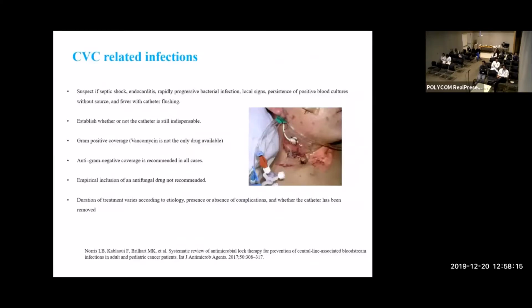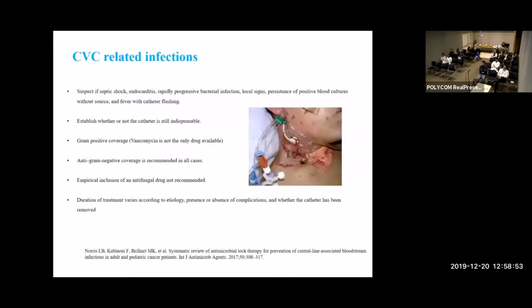So the first thing we have to do is, I think, an ID consult, and then we will establish whether the catheter can be safely removed or if it's needed. In these cases, because it's the skin, we're maybe prone to think that the gram-positives are going to be the predominant pathogen, which is true, but gram-negatives are also very commonly involved. So line infections warrant anti-gram-negative coverage as well. And then empirical antifungal therapy, if we're thinking about a line infection, is not recommended by the guidelines.